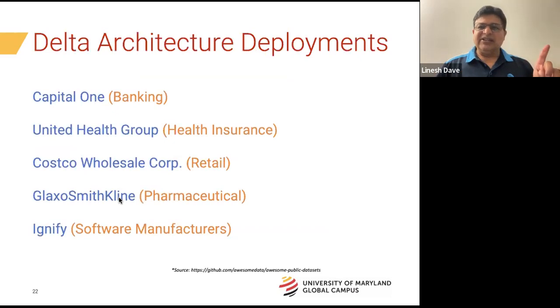Delta architecture deployments, as I was saying, there are many companies that are already deploying this kind of architecture. Capital One, banking industry; United Health Group, health insurance; Costco, retail; GlaxoSmithKline, pharmaceutical; Ignify, software manufacturers. So many of these companies are now taking advantage of Delta Lakes and Delta architecture, and it's really working for them. And you saw that it's across all these different industries. It's not a specific industry.